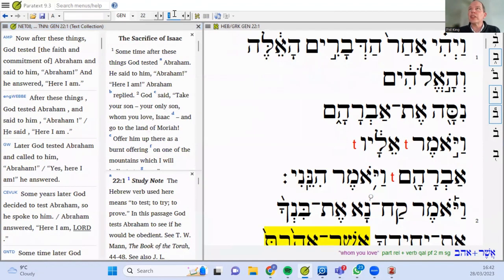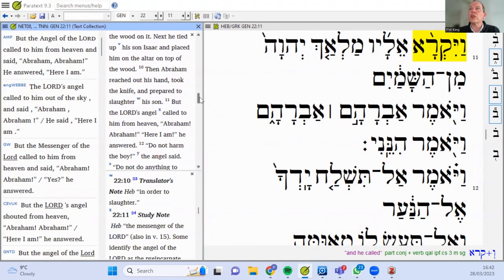If we also look at verse 11, this is the point at which Abraham is ready to sacrifice Isaac, but the Lord's angel called to him from heaven, Abraham, Abraham, and here I am, he answered. And again, we can look across into the Hebrew here and see Avraham, Avraham. So Vayomer Hineni, and he said, here I am. So this second time, we have again God talking to Abraham, or rather the Lord's angel at this point. And again, Abraham replying, here I am.